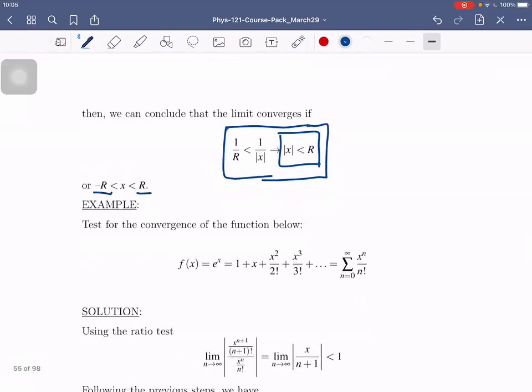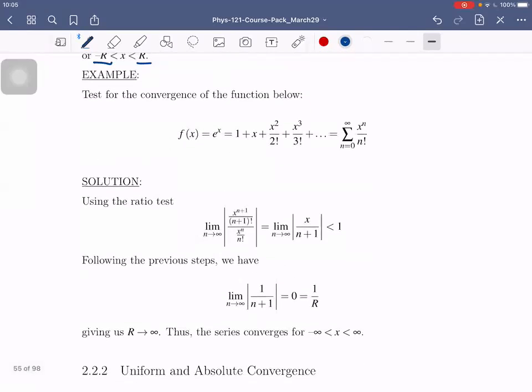So let's have an example para malinaw. Test for the convergence of the function below. So we have the exponential function. Previously we have written yung Maclaurin series expansion niya, and this is easily done. So pwede nyo i-recall na lang doon. We have 1 plus x plus x squared over 2 factorial plus x cubed over 3 factorial and so on. So ang general form niya is summation from 0 to infinity ng x raised to n over n factorial.